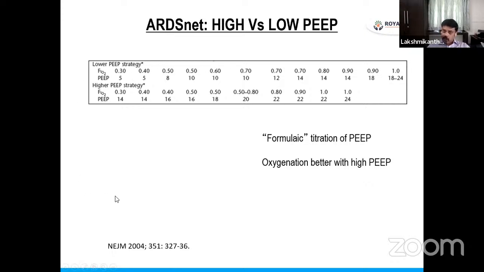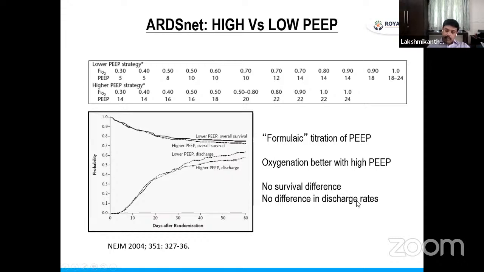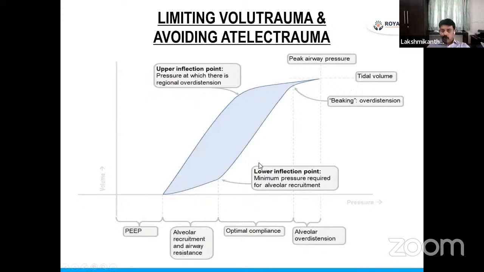That is, along with the lung protective ventilation of a low tidal volume and maintenance of plateau pressure less than 30, if you keep a high PEEP, definitely oxygenation was better. But what was found is there was no difference in the survival and no difference in the discharge rate between the lower and higher. So what they said is, PEEP need not be used in all the patients, but if you have a major oxygenation problem, try to go up on the PEEP to manage the oxygenation issues.